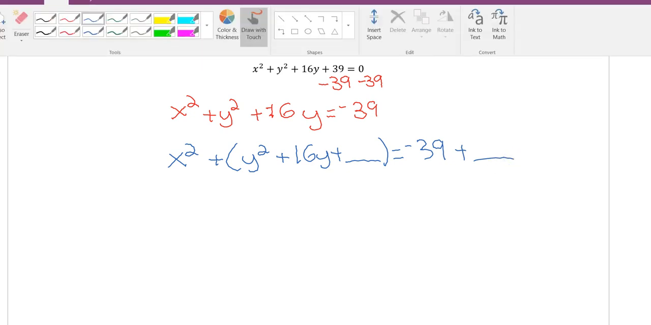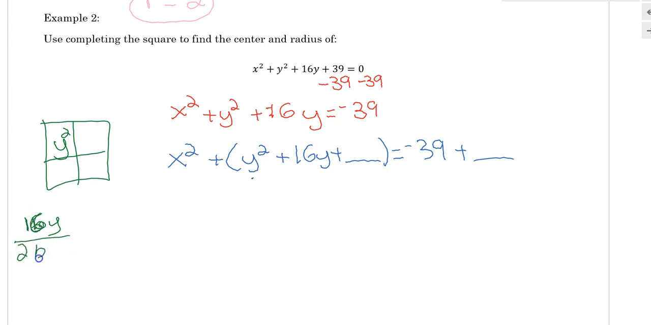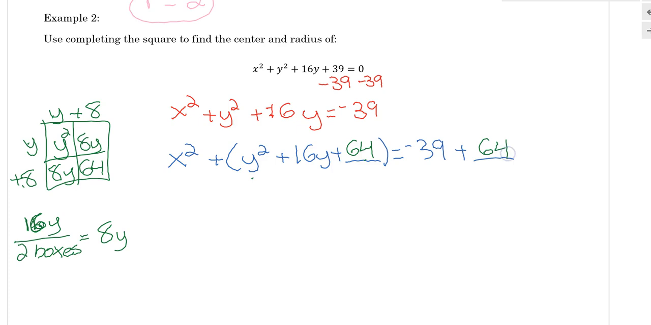Okay. So then, completing the square, I know I have a y squared. I have 16y, divided by 2 boxes equals 8y. And then whatever I fill in my box is going to go in my blank. So y times y, and y times positive 8, y times positive 8, and 8 times 8 is 64. So 64 goes here, and 64 goes here.